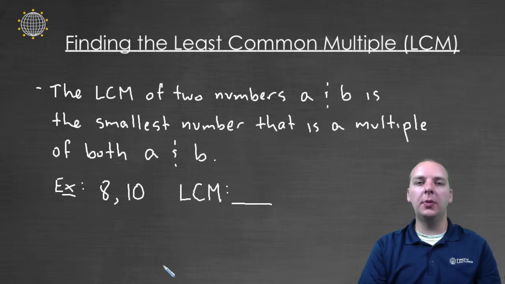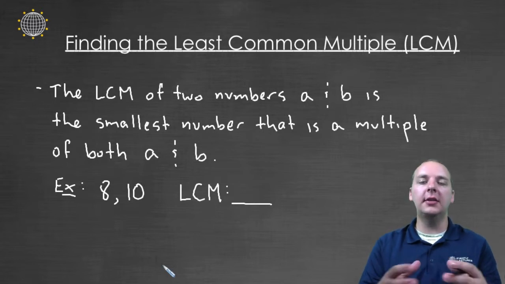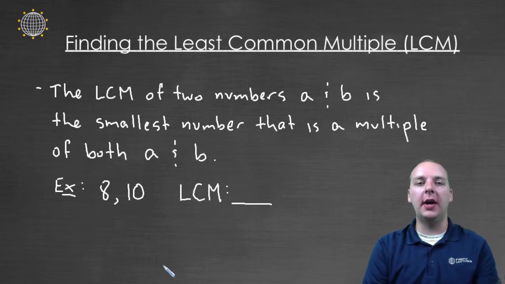The least common multiple of two numbers is the smallest number that you can have that's a multiple of both numbers. And we need least common multiples for a lot of different things throughout our algebra course. Probably most notably is when you're adding fractions. This is how you get the same denominator, or a common denominator, when you're trying to add two fractions together.